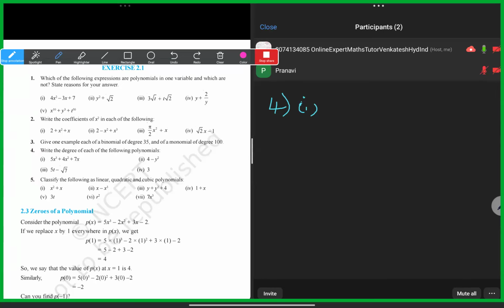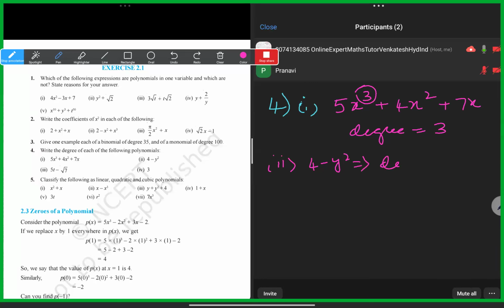Yes, Pranami. So the first one, 5x, the degree is cube, 3. Correct. So the highest power of the variable is 3. The second one is 2. Yes, Pranami. The third one is 1.